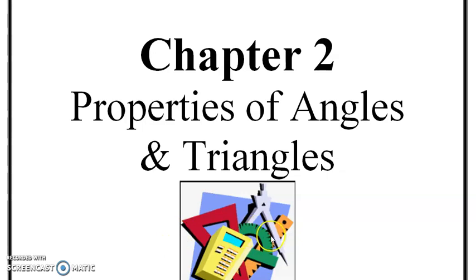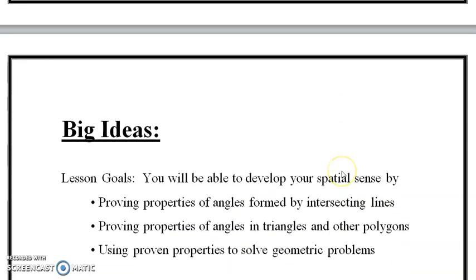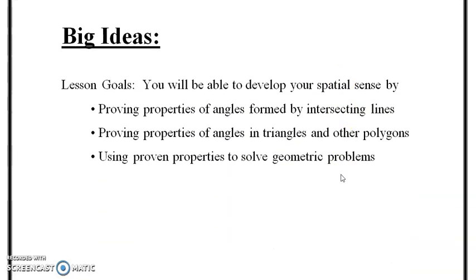Hello everybody, welcome back. Today we're starting chapter 2, properties of angles and triangles. Some of the things we're going to be looking at throughout the chapter. The lesson goals: we'll be able to develop spatial sense. We're going to prove properties of angles formed by intersecting lines. We're going to prove properties of angles in triangles and other polygons, and we're going to use proven properties to solve geometric problems.